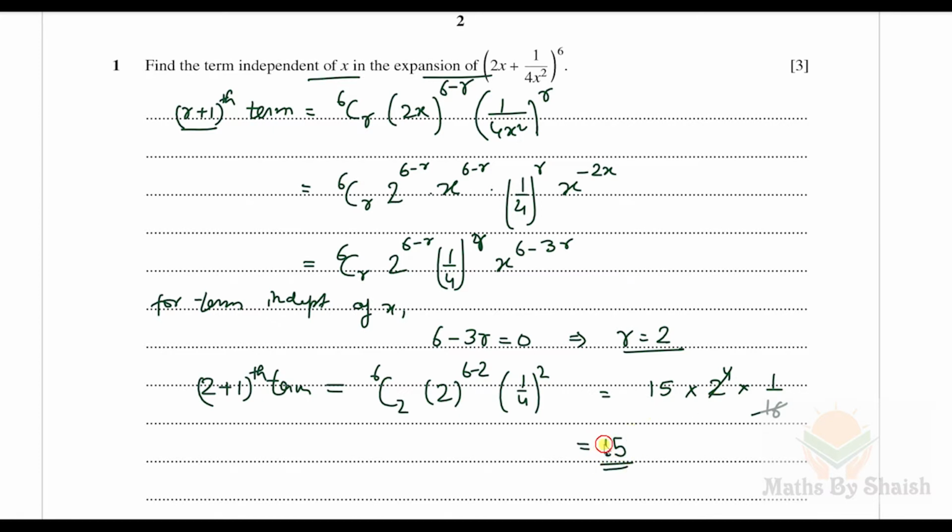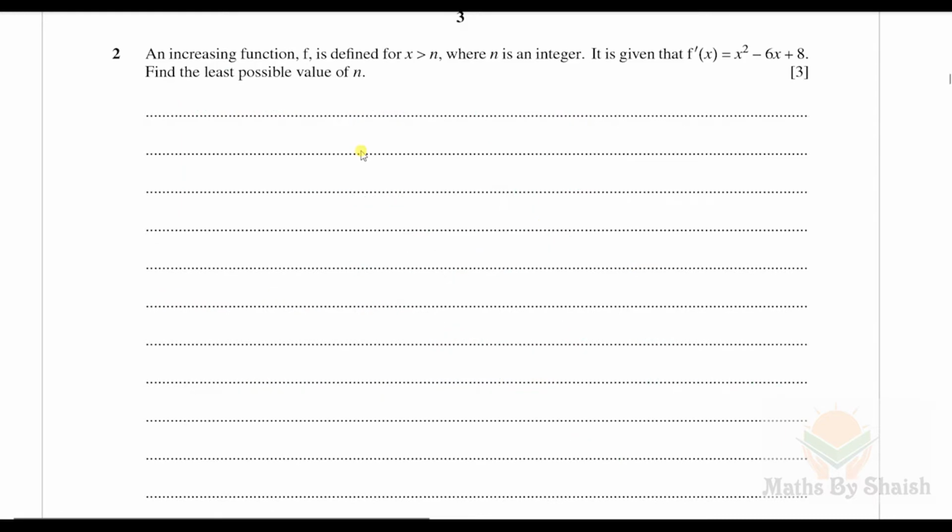So the term independent of x in the expansion of (2x plus 1 upon 4x square) to the power 6 is 15. So I hope it is clear. Let's do the next part. So here's question number 2. An increasing function f is defined for x greater than n, where n is an integer. It is given that f dash x is x square minus 6x plus 8. Find the least possible value of n.